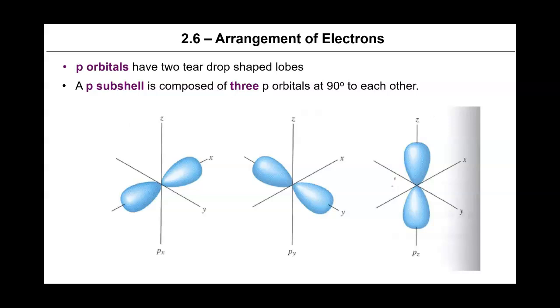p orbitals have 2 teardrop-shaped lobes, and it's important to recognize that a p subshell is made up of 3 p orbitals. These p orbitals are at 90 degrees to each other and are aligned along the x, y, and z axes. So sometimes they're labeled px, py, and pz for this reason.